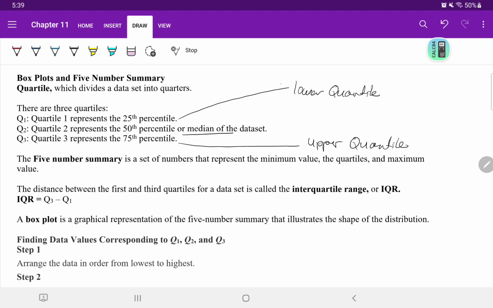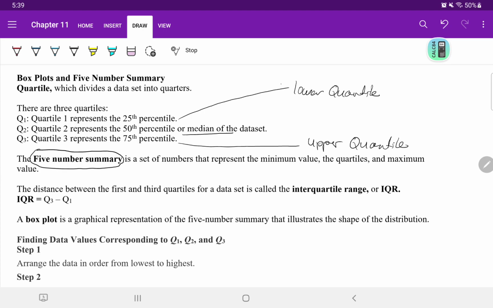Using these quartiles with the minimum value and the maximum value, we create what is called the 5-number summary. The 5-number summary is a set of numbers that represents the minimum value, the quartiles, and the maximum value. So minimum, quartile 1, the median, which is quartile 2, quartile 3, and the maximum, which sometimes can be called the 4th quartile.